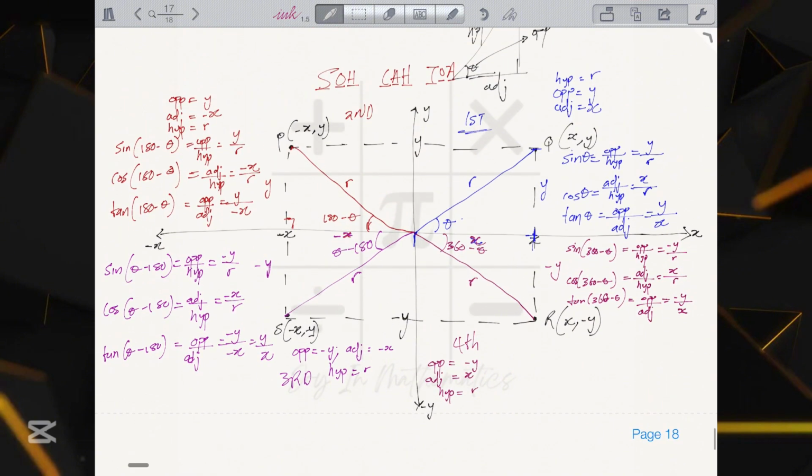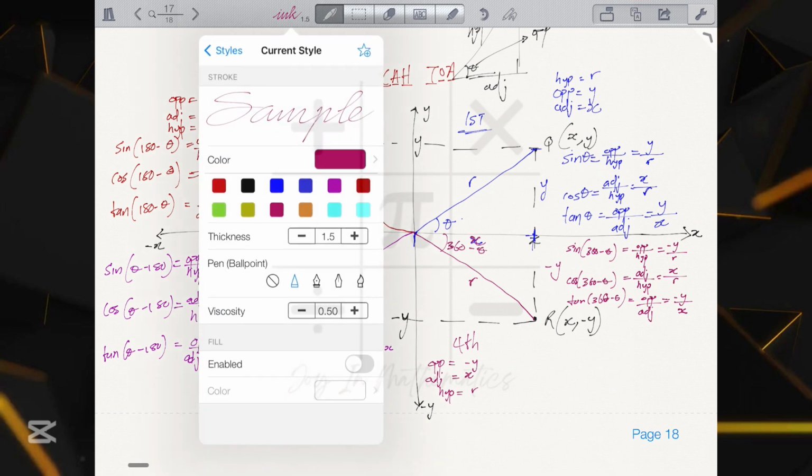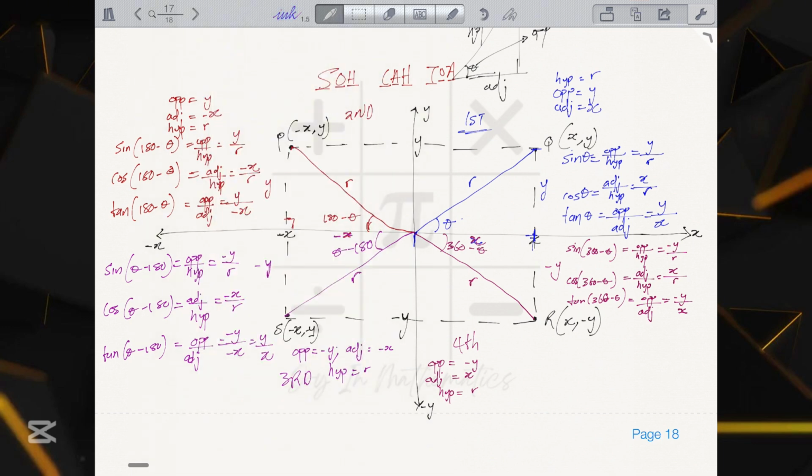Now I want you to observe something here, that all sine theta in the first quadrant. Now let's look at the first quadrant. The first quadrant here, sine theta is positive, cos theta is positive, and tan theta is also positive.